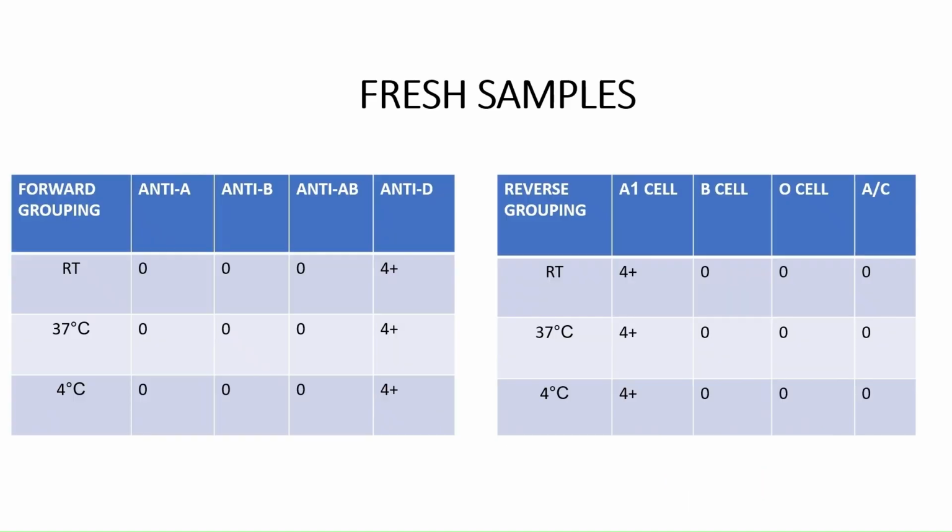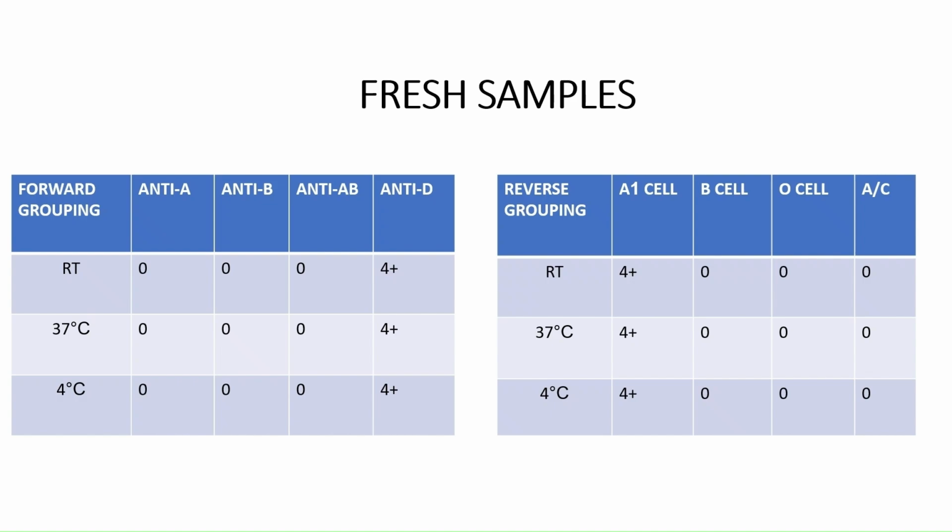Further on, we obtained a fresh sample from the patient. With the fresh sample, the red cells were thoroughly washed with saline at least 2 to 3 times. This washing will help us to eliminate the reaction associated with plasma proteins or autoantibodies. So with the fresh sample, we proceeded with forward and reverse grouping at all 3 temperatures, that is room temperature, 37 degrees Celsius and 4 degrees Celsius.